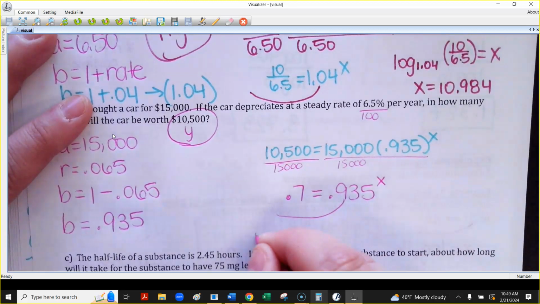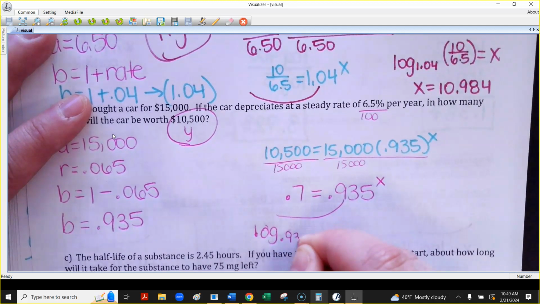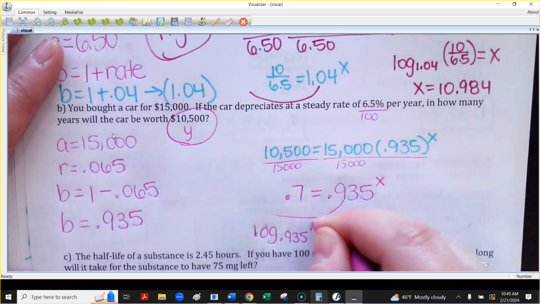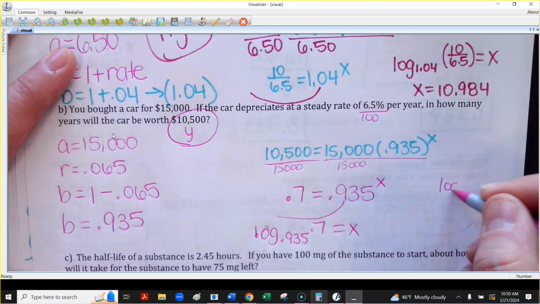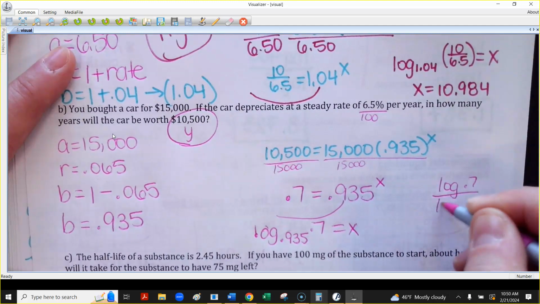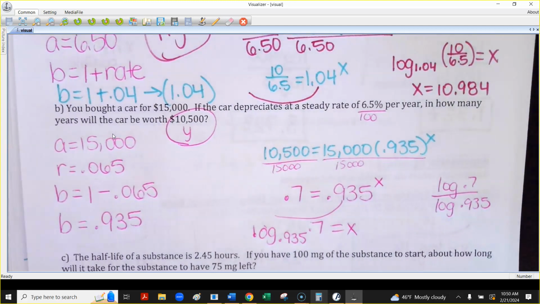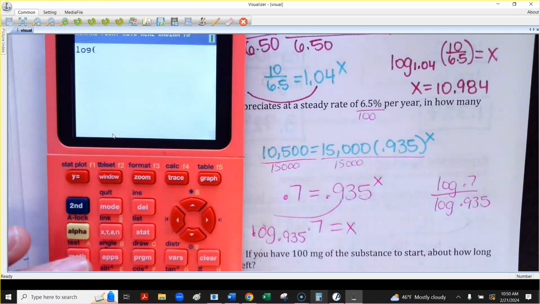You got, this would be the log. The base of the exponent would be the subscript of the log. So the base of the log, 0.7. What I'm going to type in my calculator, do change of base, do log of 0.7 divided by the log of the subscript, the 0.935, and that'll give you the time. Two separate logs here.